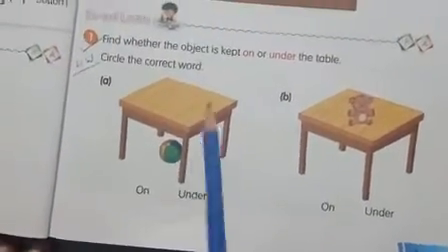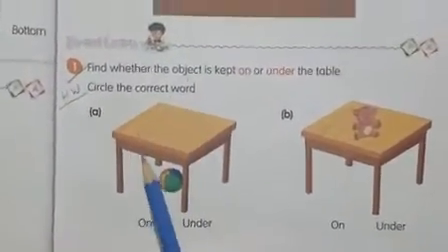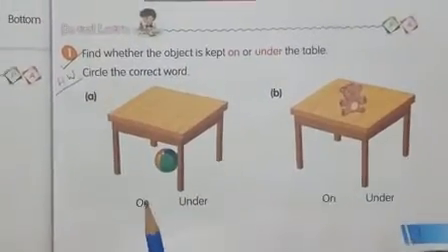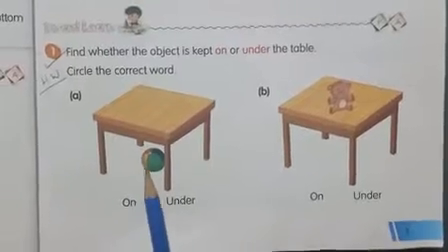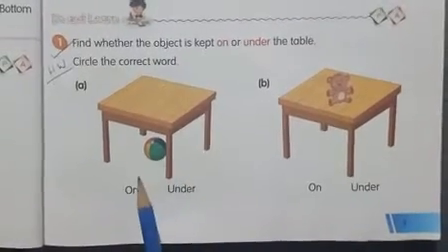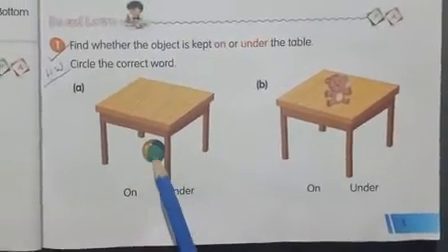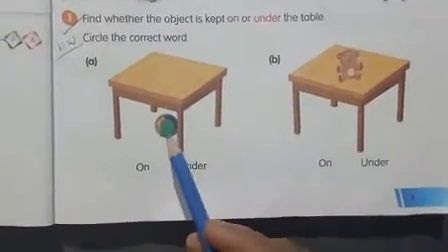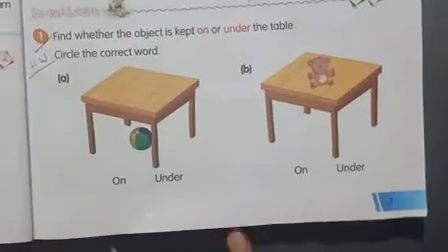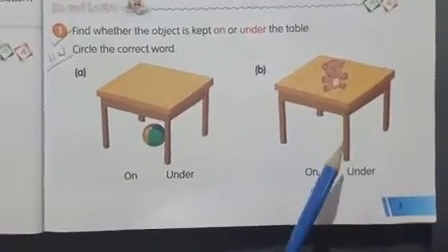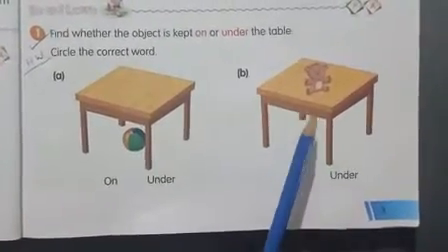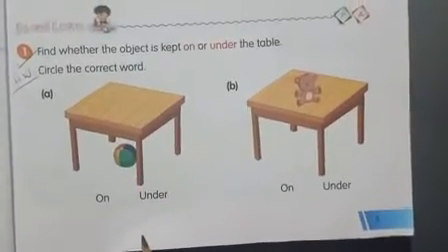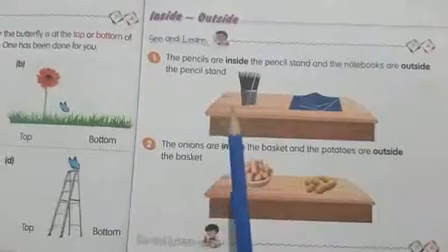So based on this on and under, you are having a homework, that is page number 3. Circle the correct word. We have to find the ball. Ball is on the table or under the table? Ball is the object here. Is the object under the table or on the table? You can see it's below, that is under the table. And the doll. Doll is on the table or under the table? It's known to you, on the table. So you do this homework and learn the terms on and under.